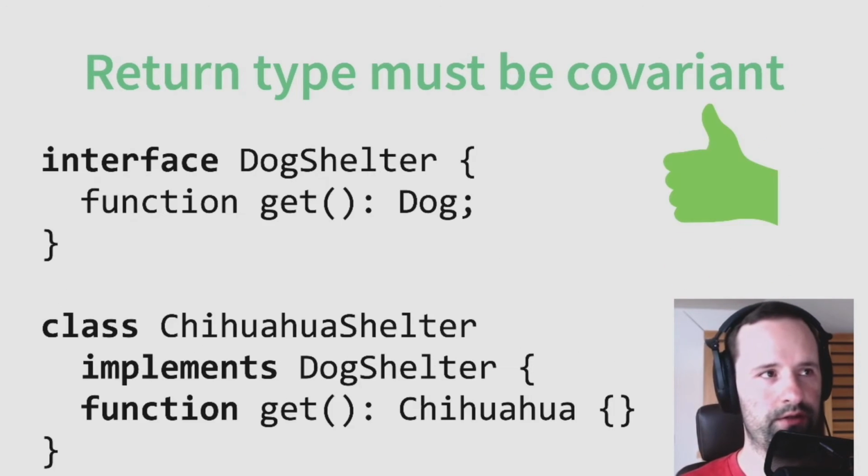But if we honor return type covariance, we can implement a ChihuahuaShelter that returns Chihuahua, which is a dog. It barks and additionally, I don't know, has small legs or something. So in this case, the covariant return type is fulfilled and the ChihuahuaShelter implementation is correct.